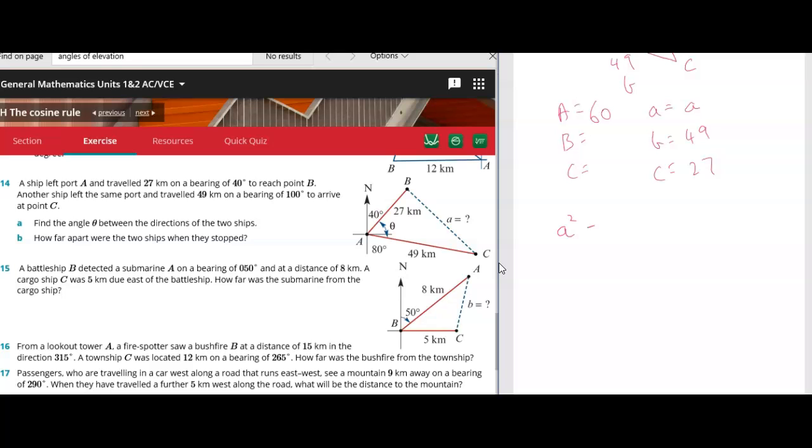Okay, so a squared equals b squared plus c squared minus 2bc cos A. Substitute in your values. So 49 squared plus 27 squared minus 2 times b, which is 49, times 27 cos 60.